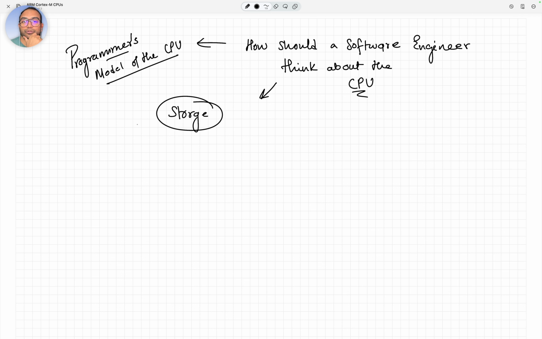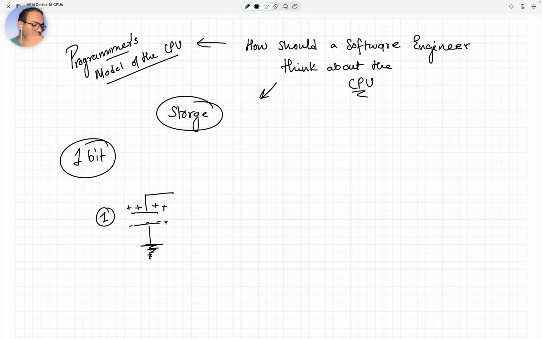So we are now going to talk about storage. Imagine how one bit might get stored. One of the ways to store it is to take a capacitor, and this is the ground terminal here. Take a capacitor and dump some charge on it. If the charge exists, you call it 1. If the charge doesn't exist, if the capacitor is completely discharged, you call it a 0.